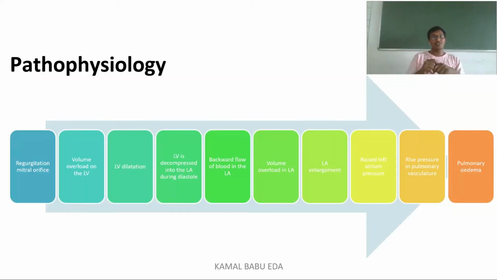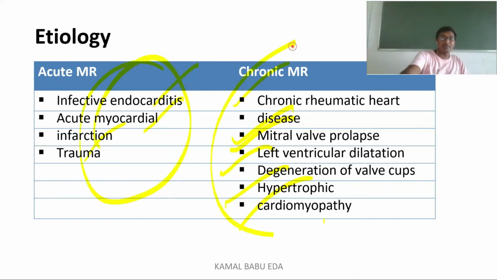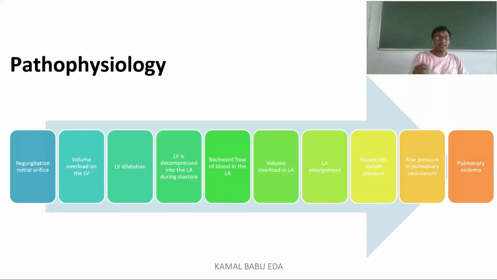Coming to the pathophysiology, due to all these causes, mitral valve regurgitation begins to start. So what will happen, there is volume overload on the left ventricle.